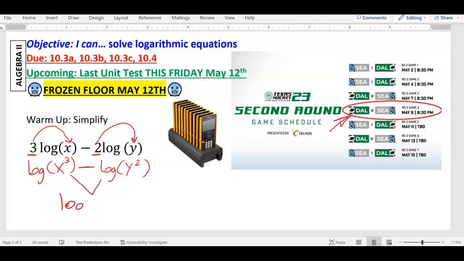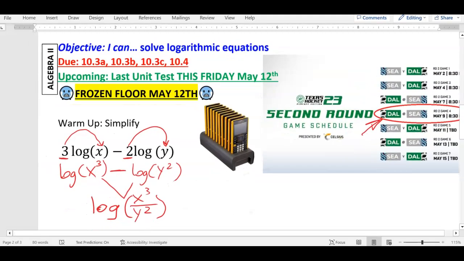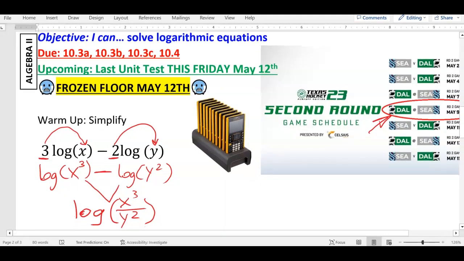And remember, if there's no base, you don't have to write a base. So it's just log. And inside the parentheses, we're going to have that x to the third power on top, divided by y squared on the bottom. Hopefully y'all can see that. So remember, any coefficient in front of a log becomes the exponent inside the parentheses. That's called the argument. And then if you're subtracting logs, you can turn that into one log, combine them, but you have to be dividing what was in those arguments inside the parentheses.